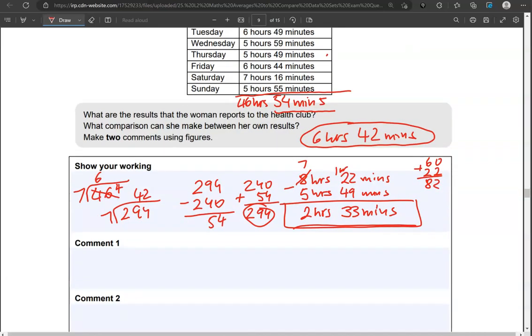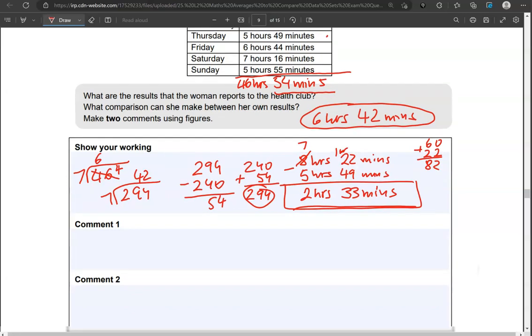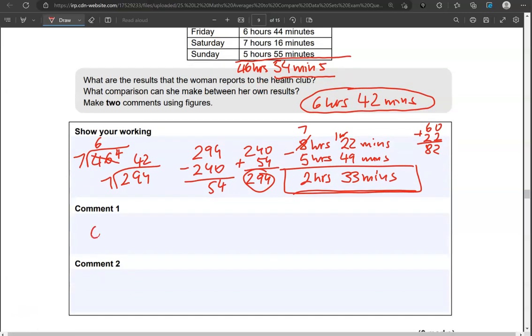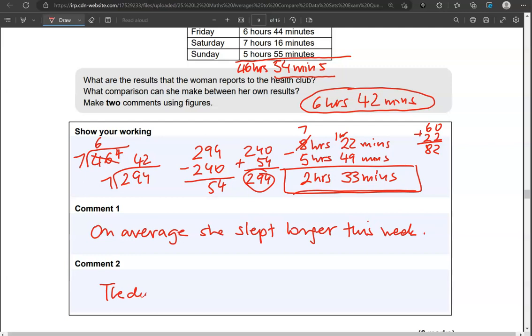So we're going to write 2 comments. So we're going to say, on average, she slept longer this week, and the duration of sleep was more consistent this week.